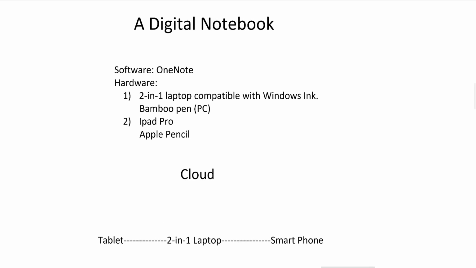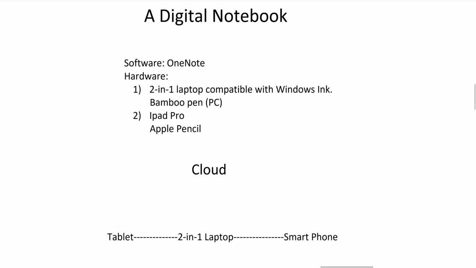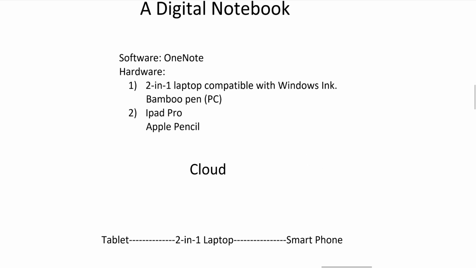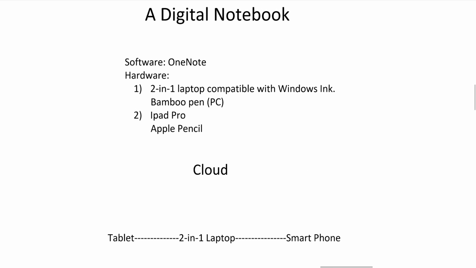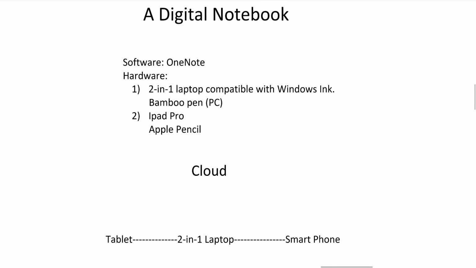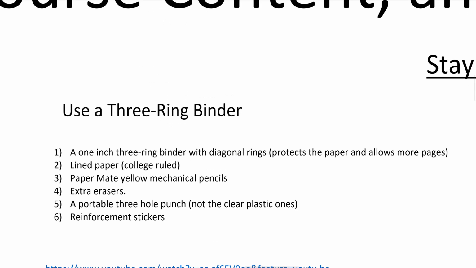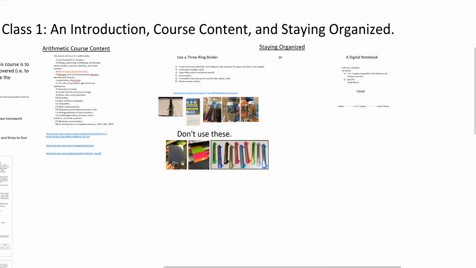And if you're going to use a digital notebook, your homework is to buy one of these items, or any kind of 2-in-1 laptop that's compatible with Windows Ink, or any tablet that's compatible with a digital pen. You don't have to use these particular ones, and you don't have to use OneNote, but you need to get some sort of program and get it working before you proceed with this course. So that's your homework for the class, and I'll look forward to seeing you in class number 2.